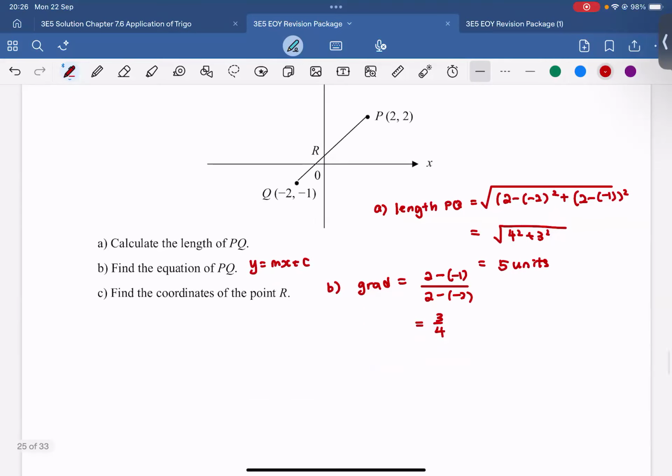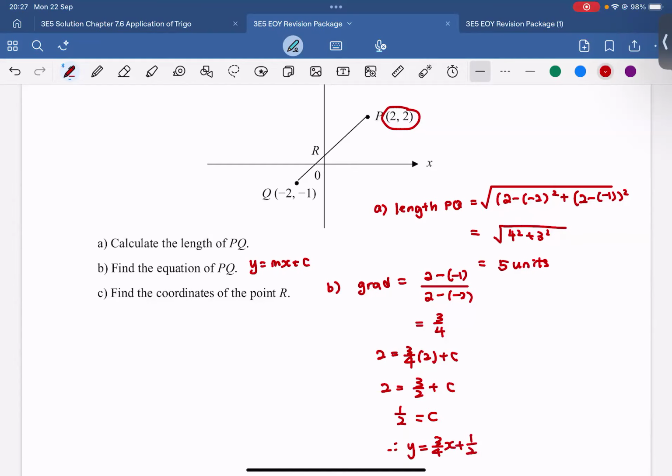Okay, so now we use the y equals mx plus c. We can use this point. You use either point, also can. They must give you the same c. If you use a different point and they give you a different c, that means your gradient is wrong. So y equals mx plus c. So c equals half. So the equation of line is y equals 3/4 x plus half.